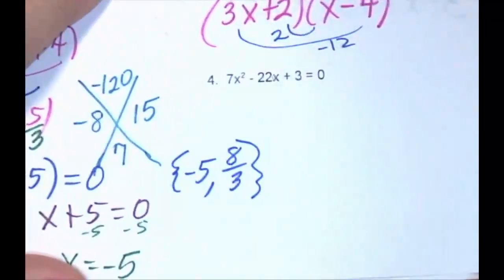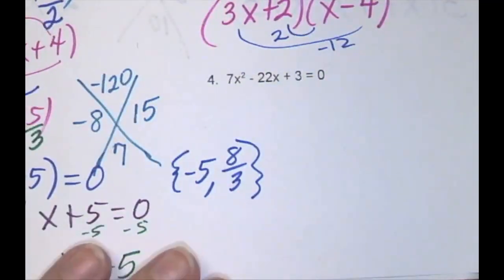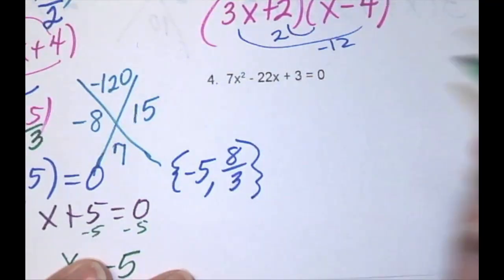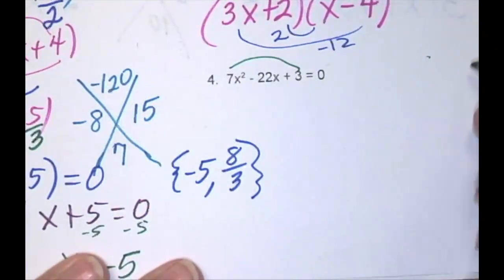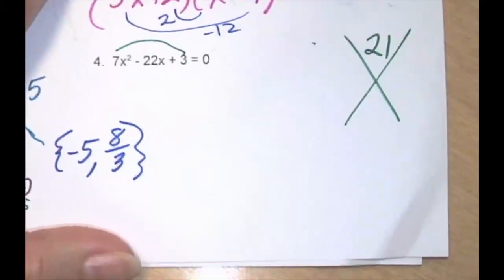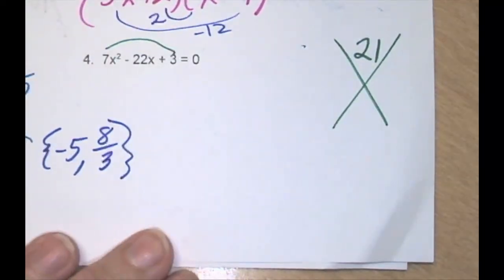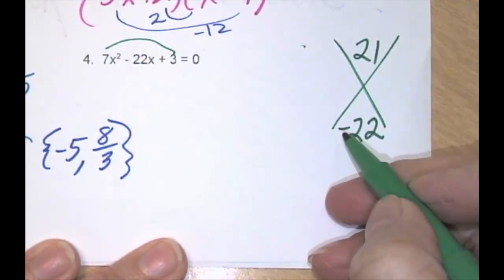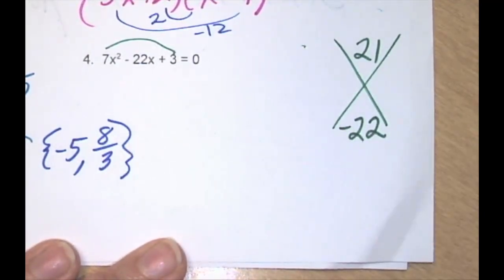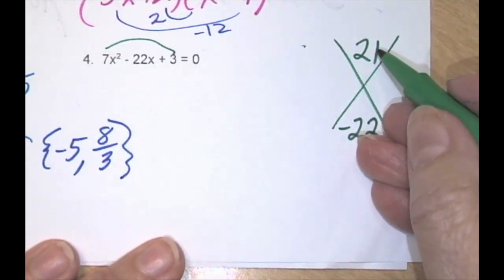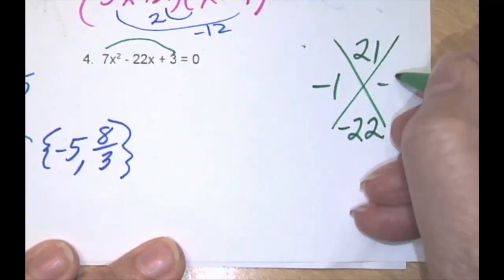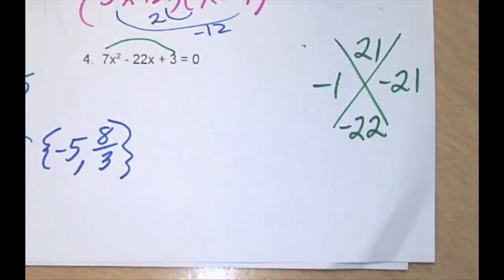So one more. Is there a GCF? No, because 7 is the only factor of 7, and it will not go into those 2. I start by multiplying first times the last. I get 21. If I'm going to multiply to a positive, both signs have to be the same. But because the middle one's negative, they have to both be negative. So what are the factors of 21 that add to negative 22? Well, it's going to be negative 1 and negative 21.